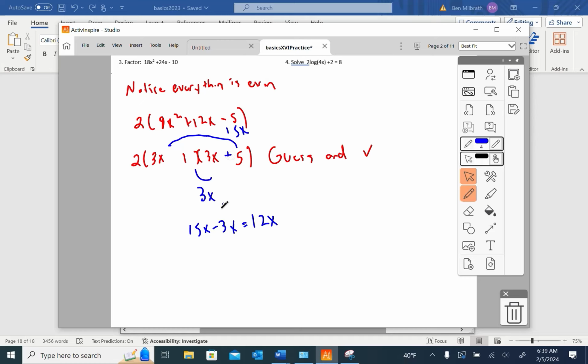I'd have to have a positive 15x and a negative 3x. So there is the complete factorization, and it was guessed and it was checked.